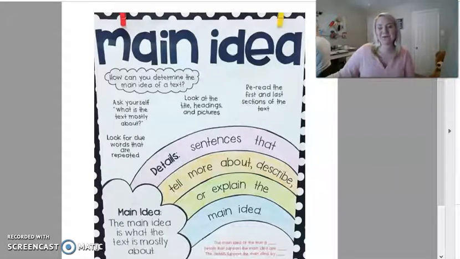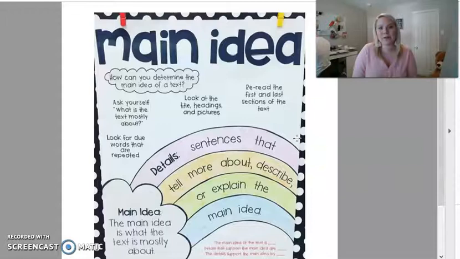Hogue here. Today we're going to talk about central idea and supporting details, also known as main idea. The main idea is what the text is mostly about. If we're looking at our poster here, we can see some examples. We're going to have the main idea or the central idea, which is the main topic, what the author is trying to get across, the point he's trying to make. And then the supporting details are going to be sentences that describe or tell you more about something or explain the main idea a little bit more.